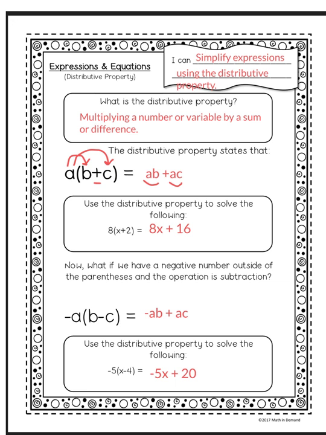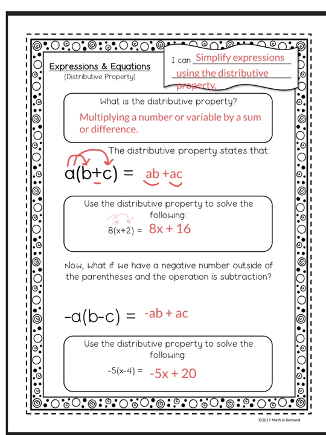If we look at the first example, now there's some numbers in this, we're going to do the same thing. We're going to multiply everything in the parentheses by the 8 that's out in front. So we're going to do 8 times x, which is 8x. And then we're going to do 8 times 2, which is 16. And again, we're going to keep that plus sign there. And we cannot combine those. They're not the same, therefore we cannot combine them.